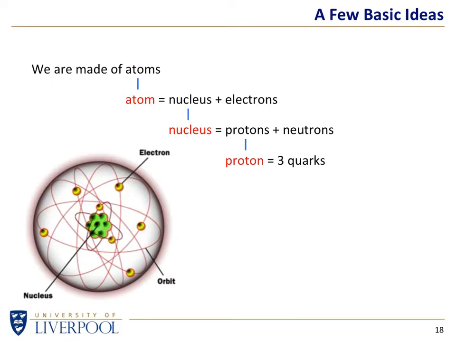A nucleus, when it's got a load of electrons buzzing around it, is an atom. Atoms collect together to make molecules. Molecules collect together to make you, effectively, and other animals and other biology. So that's a sort of hierarchy, if you like. And they were discovered in that order because we knew about atoms, and then we discovered that atoms were made of other stuff, like a nucleus. And then we discovered that the nucleus was made of protons and neutrons. And then we discovered that protons are made of quarks.